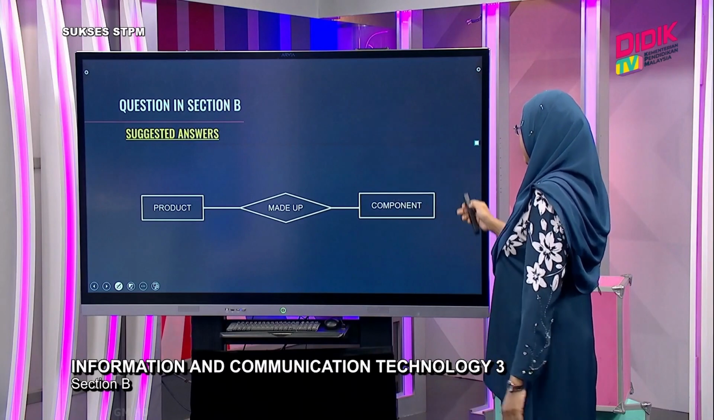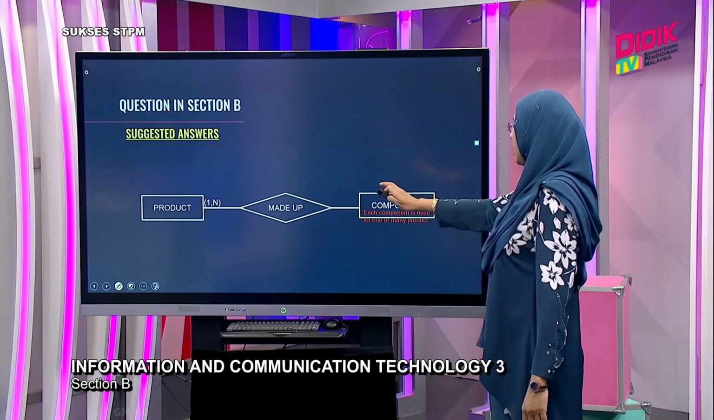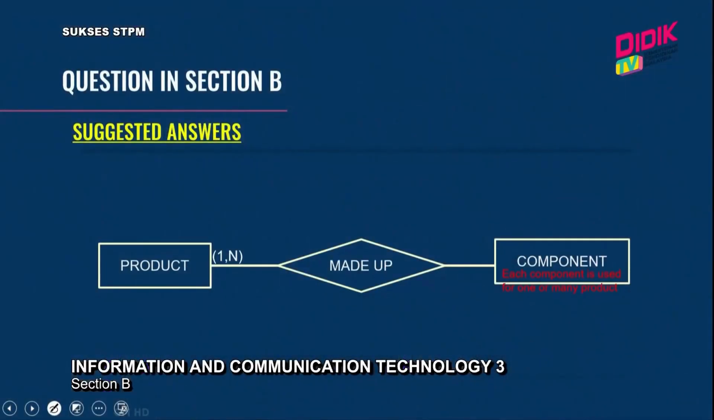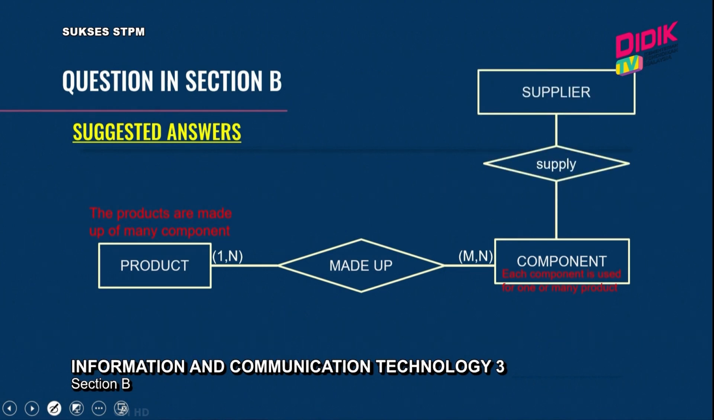Okay. After that, we have another relationship. After you draw the ER diagram for the first part, you put the cardinality. So I put 1, n. Here I use Chan notation. 1, n. When we read, each component is used for one or many products. How to read this ER diagram? How I get this is in the question. I just extract. Each component is used for one or more products, and the product is made up of many components. So the cardinality is that one.